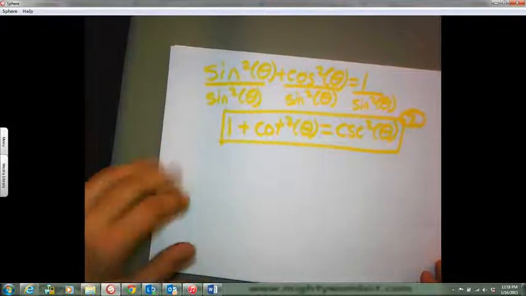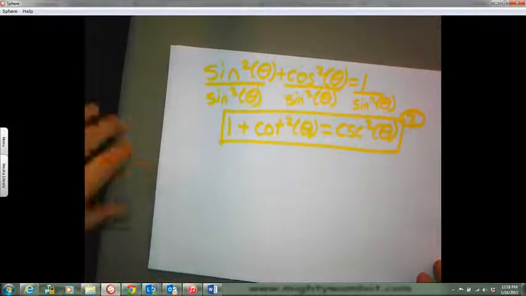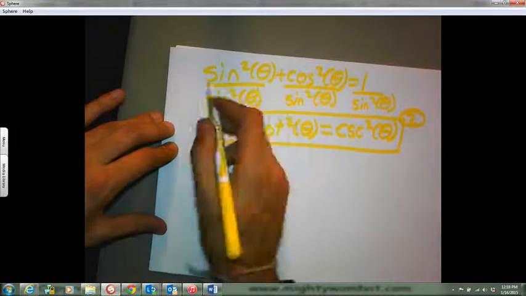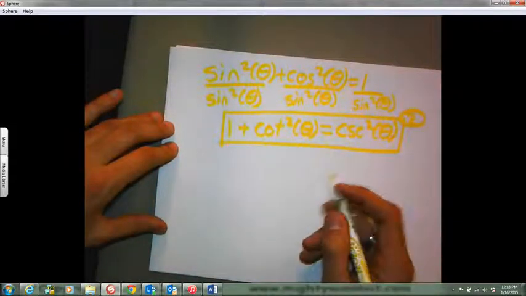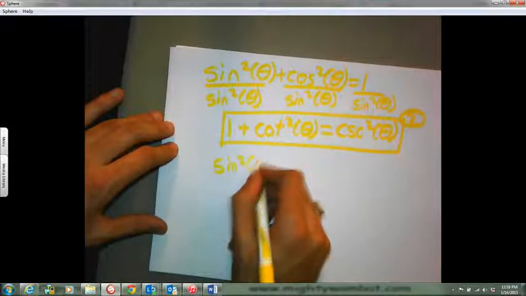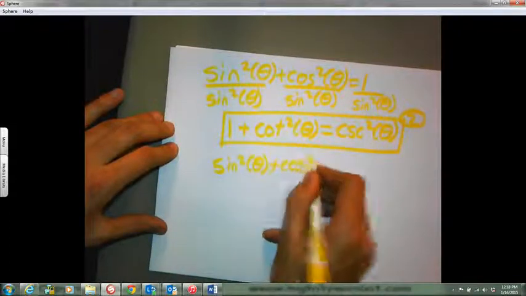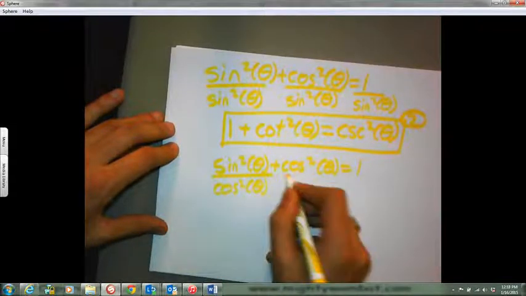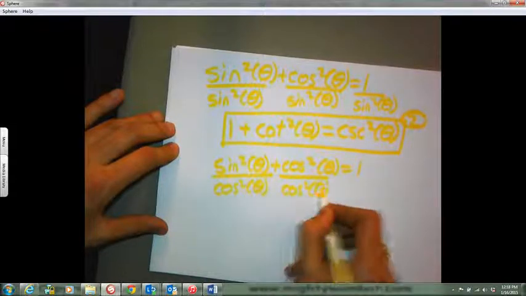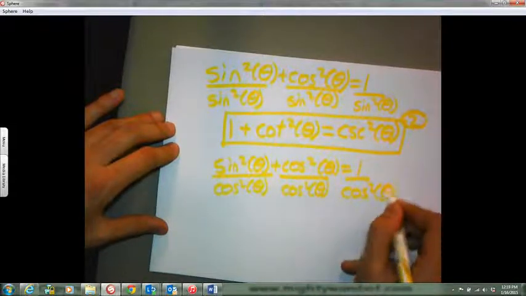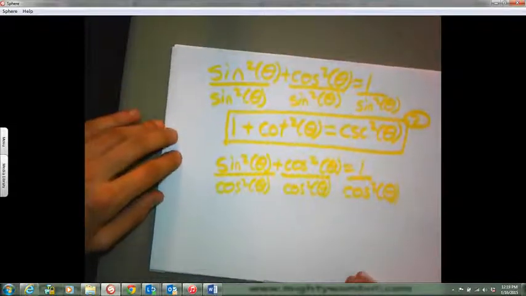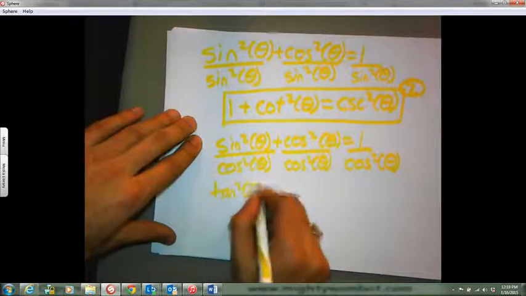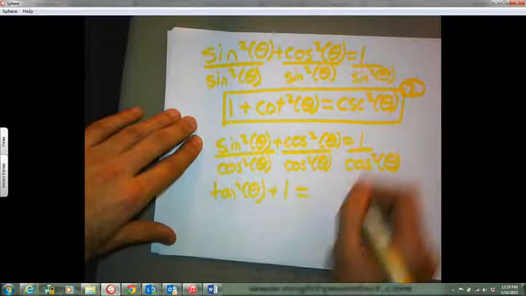And the third Pythagorean identity is take the first one and divide by cosine squared instead of sine squared. Sine squared over cosine squared is tan squared. Cosine over cosine is 1, and 1 over cosine is secant. And here is your third Pythagorean identity.